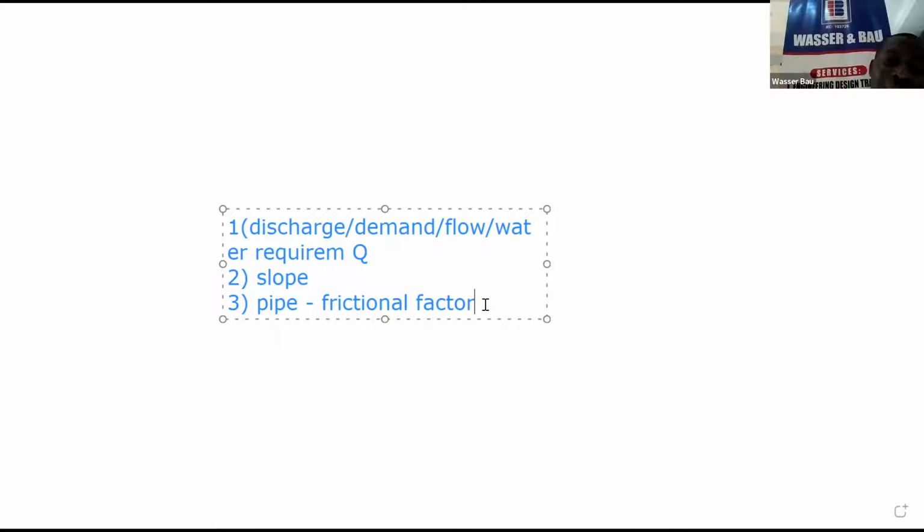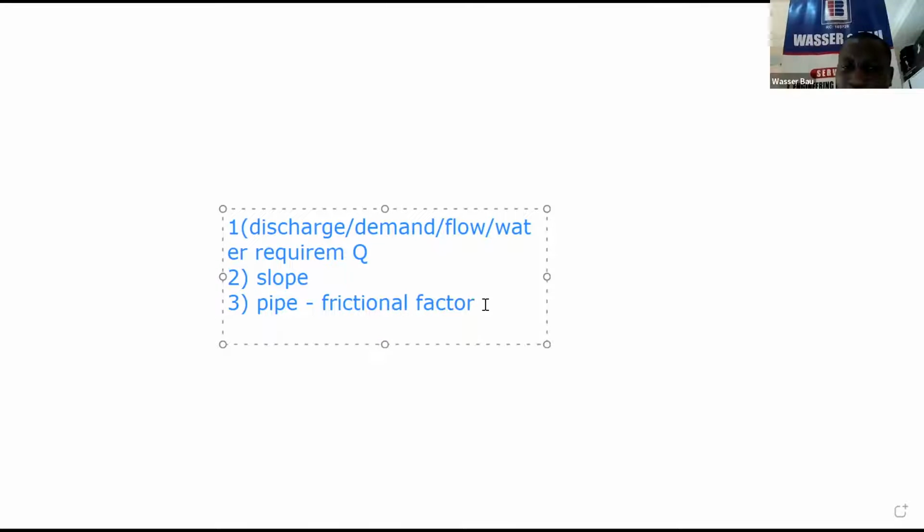Then how do you get the discharge of an area? What you do for discharge is very simple. Discharge is simply the water demand for one person, the demand for one person, multiplied by the number of persons. That's all. Then multiply by the safety factor.